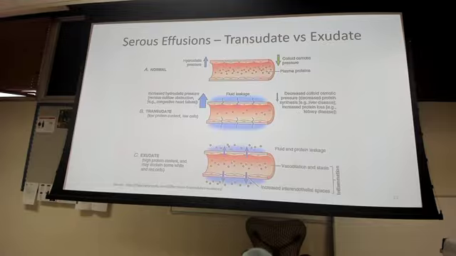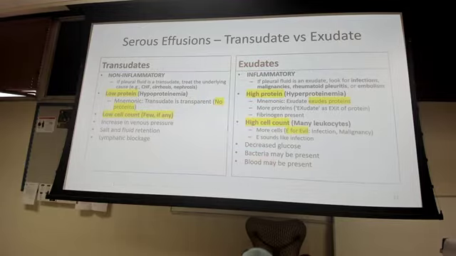All right, and so this is just another slide of what that looks like. If you like pictures, this is what it looks like. Okay, you'll see this again on your test. And here it is again if you like to see it in the chart form. Okay, so transudates are non-inflammatory versus exudates are inflammatory. Okay, and specifically in an exudate, that high protein is hyperproteinemia. Transudates, low protein, hypoproteinemia.